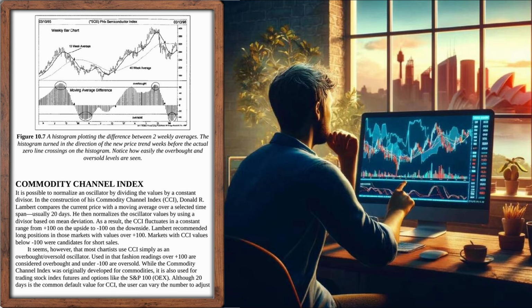Commodity Channel Index. It is possible to normalize an oscillator by dividing the values by a constant divisor. In the construction of his Commodity Channel Index, CCI, Donald R. Lambert compares the current price with a moving average over a selected time span, usually 20 days. He then normalizes the oscillator values by using a divisor based on mean deviation. As a result, the CCI fluctuates in a constant range, from plus 100 on the upside to minus 100 on the downside.